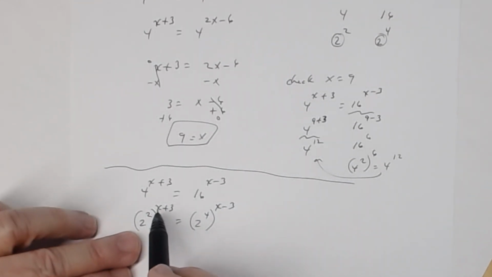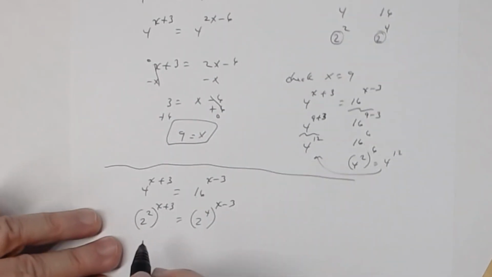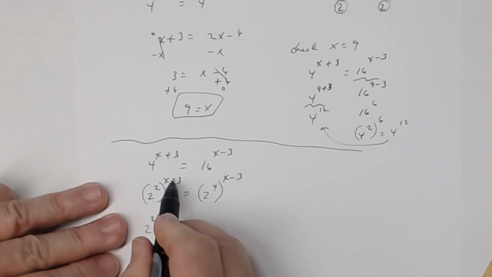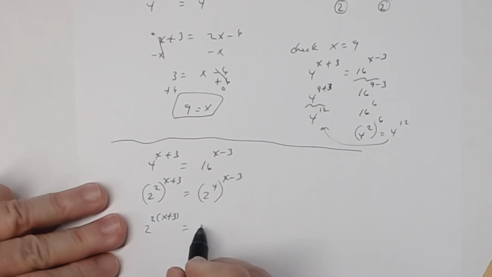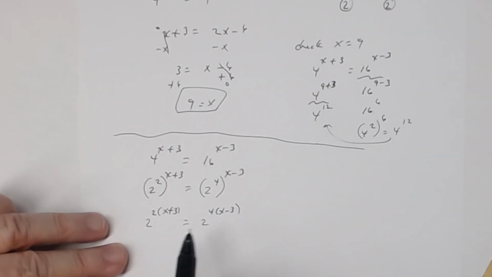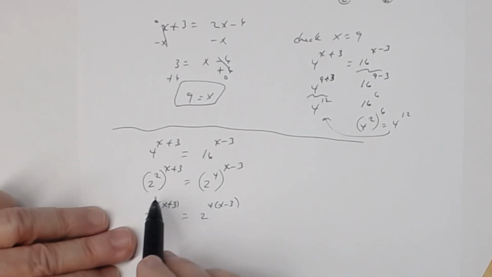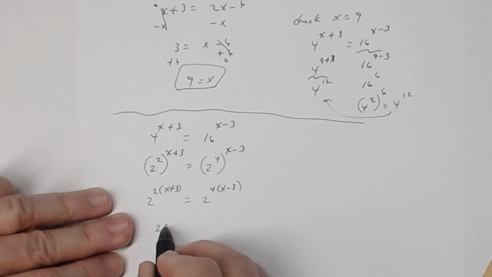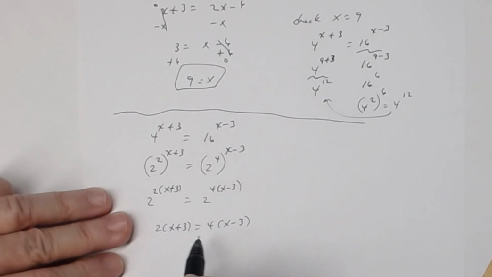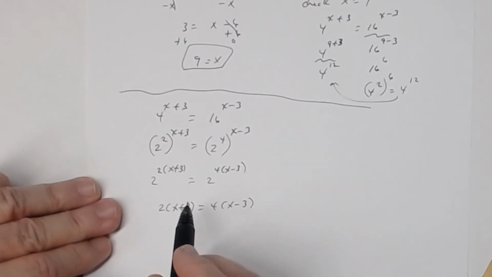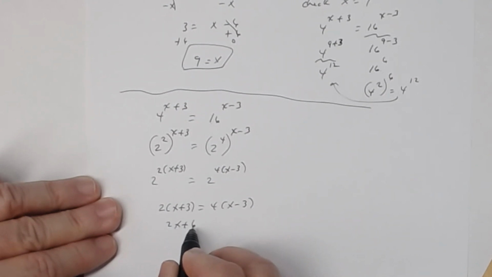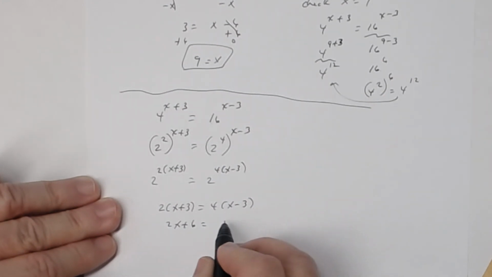And then we're going to use the power to a power rule on both sides. So this becomes 2 to the 2 times x plus 3 equals 2 to the 4 times x minus 3. Just like this. And now the bases are the same, so you can set the exponents equal to each other. So you get 2 times x plus 3 equals 4 times x minus 3, and you're going to solve these linear equations. So distributing, this becomes 2x plus 6. Over here, this becomes 4x minus 12.